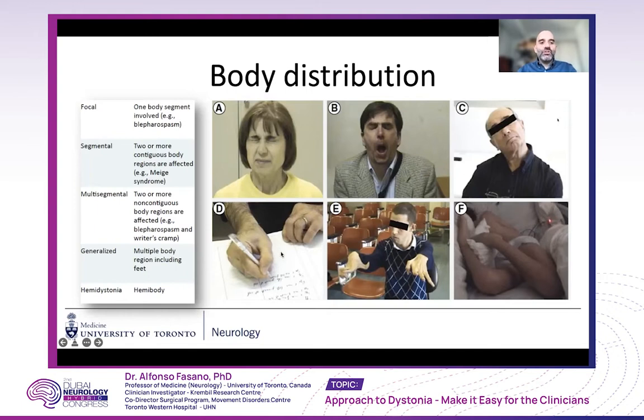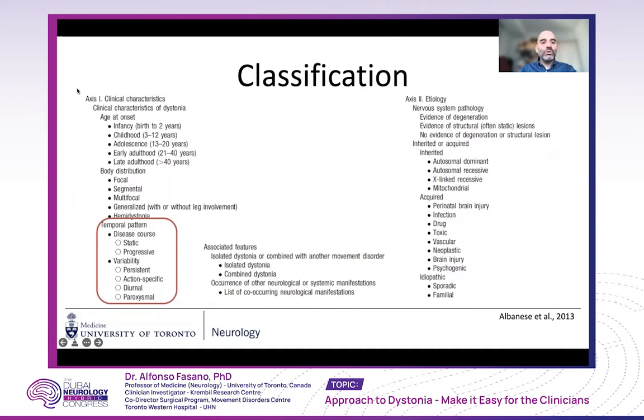In D, you see a writer's cramp. In E, you see another example of generalized dystonia, in this case affecting the trunk, the upper limbs, the face. And in F, you see another example of generalized dystonia where you have a more widespread involvement of the whole body. And this is actually a status dystonicus, something I'll tell you later today. And you can also have dystonia on one side of the body, and this is called hemibody dystonia or hemidystonia. And classically, hemidystonia means that there's a structural lesion, usually contralateral to where you see the dystonia.